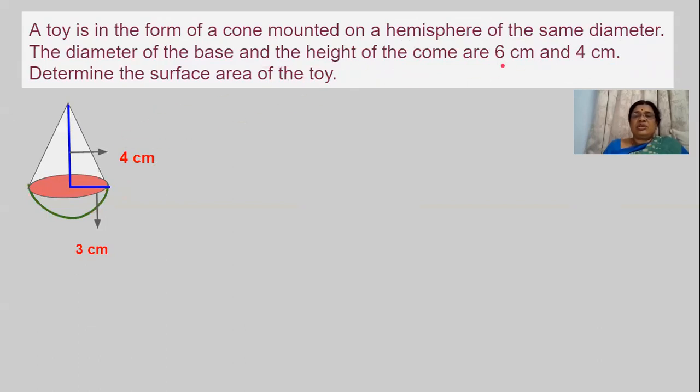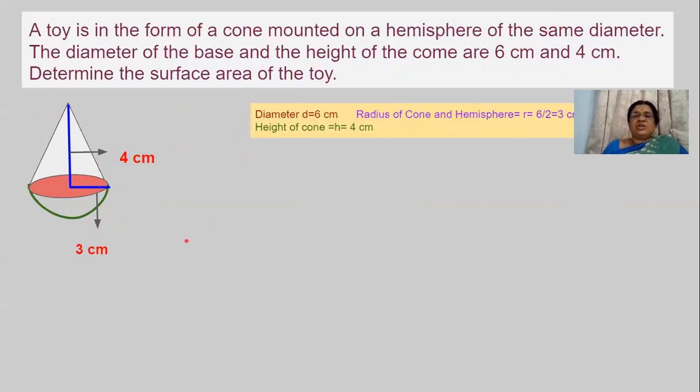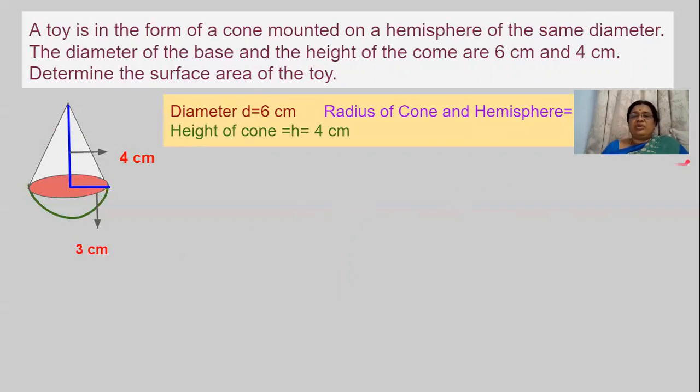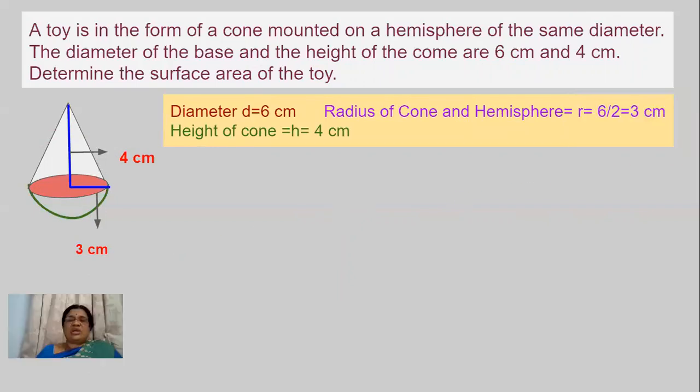The first quantity is the base. The base of the hemisphere and cone combined, you can take the base, that is the diameter. You can say the diameter of this will be 6 centimeters. So naturally the radius will be 3 centimeters, and the height of the cone is 4 centimeters, and you have to find the surface area of this newly formed object.